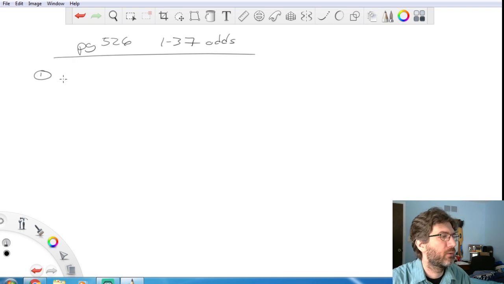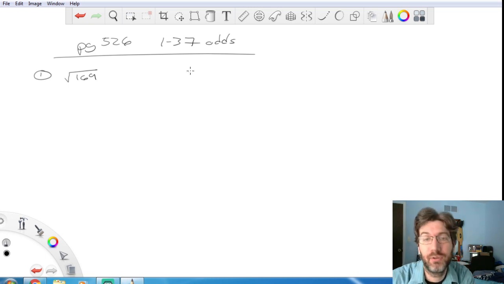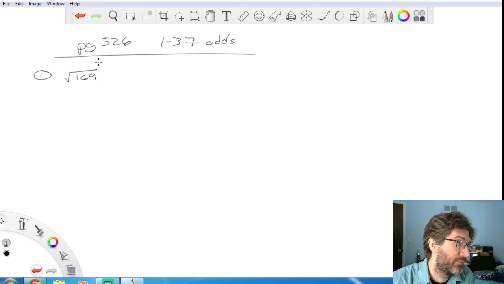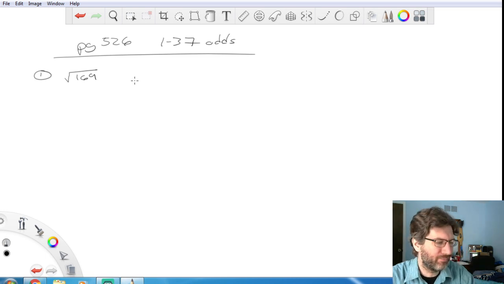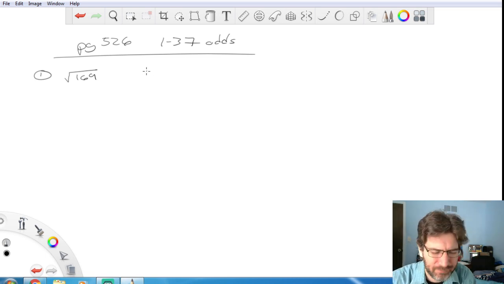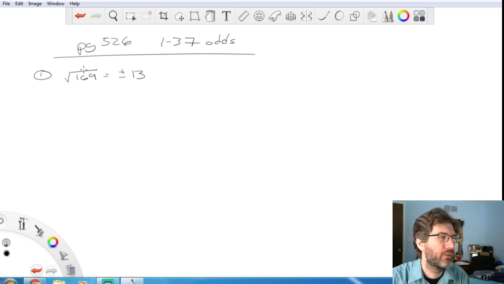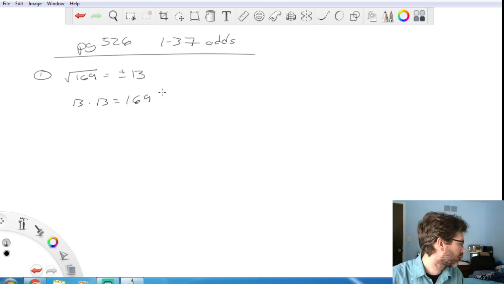So number 1 is going to ask you what the square root of 169 is. You might know that. If you don't, feel free to use the calculator. It will make your life easier in the long run anyways. When you get to a quadratic equation, you're going to want to use your calculator anyways. But you should know that this is plus or minus 13. So this is saying 13 times 13 equals 169. And again, square roots we've kind of been doing all year. It really shouldn't take you too long to finish this.